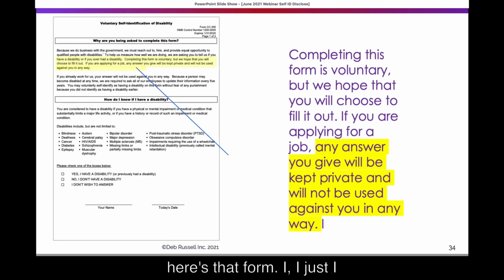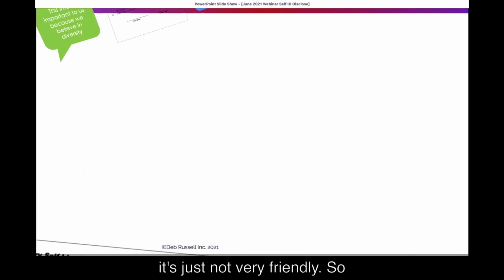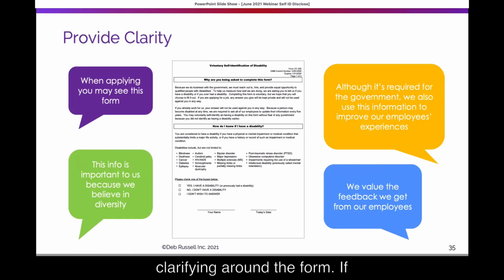Again, here's that form. I want to rip the form out of every time I see it. I want to rip it off the screen right now. It's so frustrating. The wording they use, the impression from a visual standpoint of the form, not to mention just how it sounds if you read it out loud, is just not very friendly. So clarifying around the form. If you have to use this form, provide the clarity, communicate well to people, cushion it as you will.